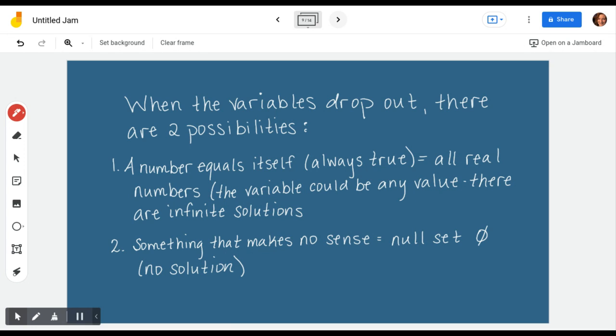The other scenario is when you're left with something that makes no sense. You're left with something like 3 equals 4. 3 does not equal 4. So when it comes out to be something that makes no sense like that, it's called a null set. The symbol is this 0 with the slash through it. Null means empty. It's an empty set. There's no number that belongs in that solution. There's nothing you can plug in that's going to make that equation work. There's no solution to it. Let me show you one of each of those.